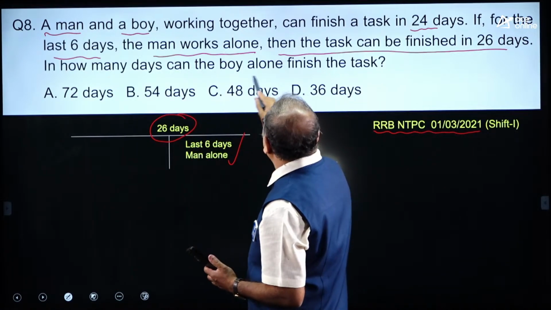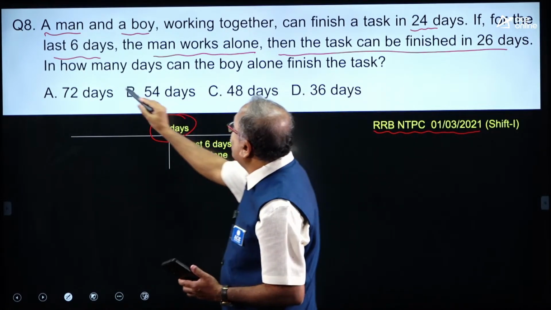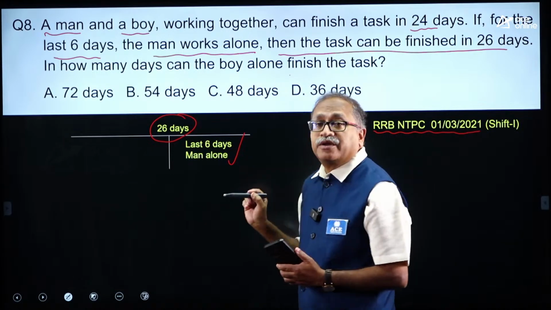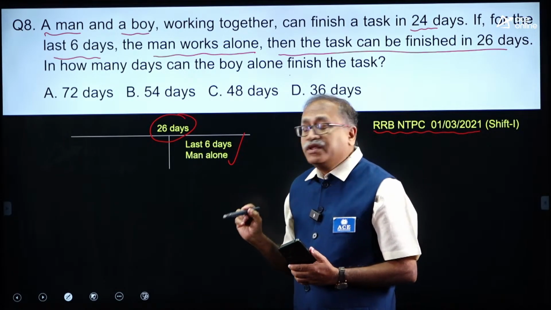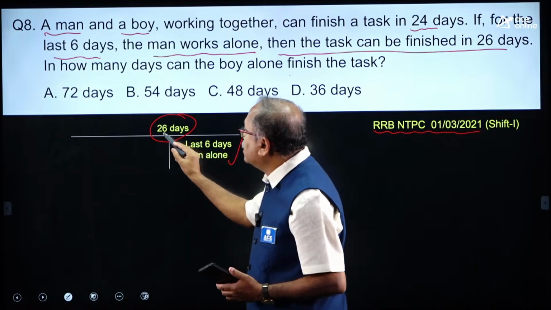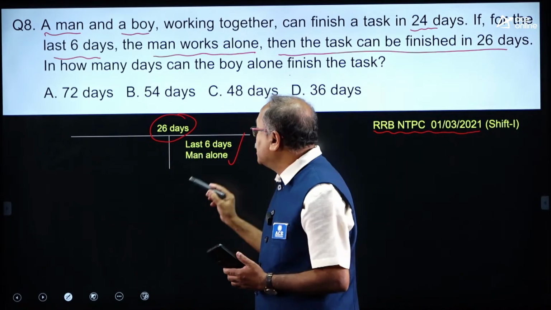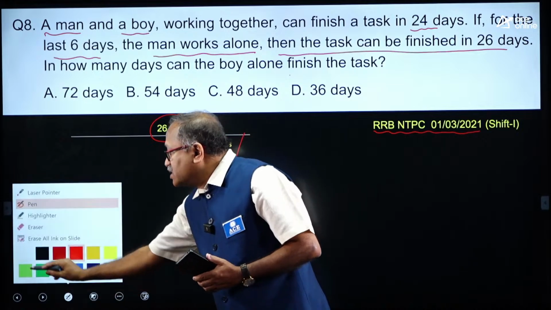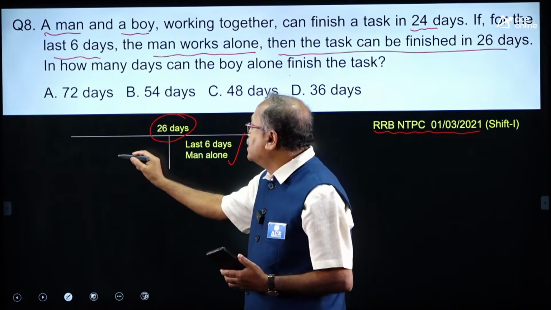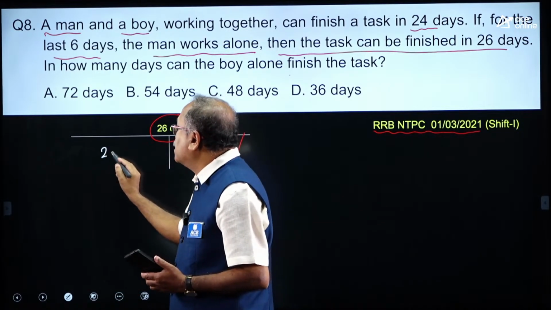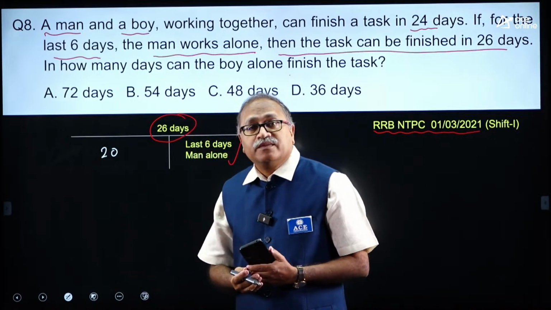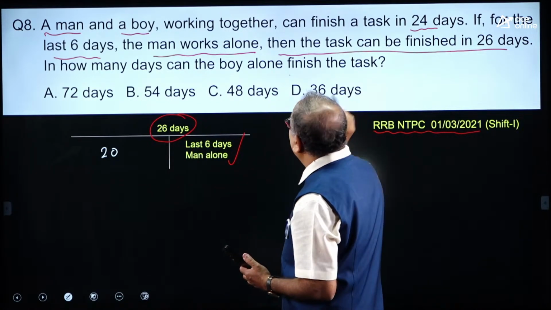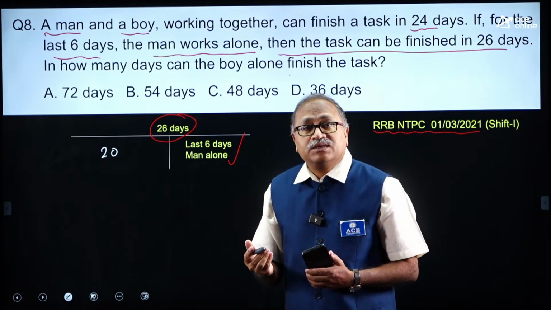Now, the question is: in how many days can the boy alone finish the work? Think of it, the total work is completed in 26 days, and in the last 6 days only the man was working. That means the man and boy together have worked for how many days? 20 days. The question asked is in how many days the boy alone can finish the task.